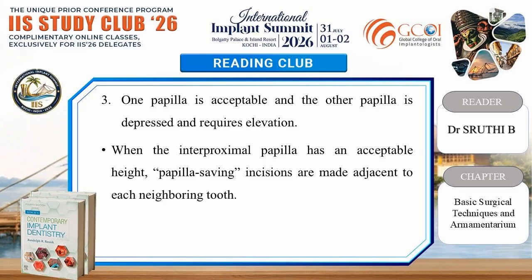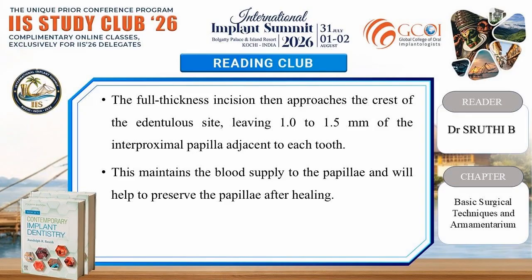When the interproximal papilla has an acceptable height, papilla saving incisions are made adjacent to each neighboring tooth. The full thickness incision then approaches the crest of the edentulous site, leaving 1 to 1.5 mm of the interproximal papilla adjacent to each tooth. This maintains the blood supply to the papilla and will help to preserve the papilla after healing.